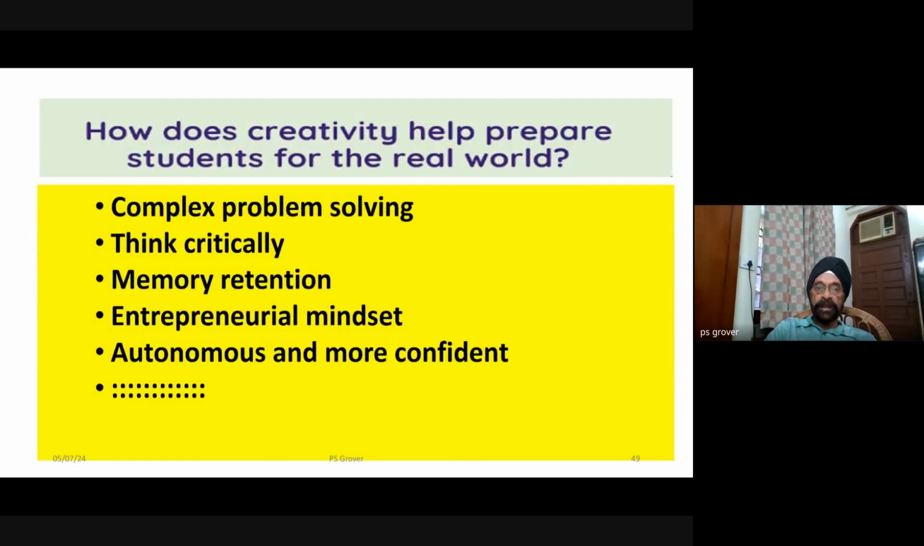Now, how does creativity help prepare students for the real world? Because they are able to solve complex problems. They can think critically. They have the ability to analyze things. They have an entrepreneurial mindset. They can take risks. They are autonomous and more confident. That's what the employability skills are.